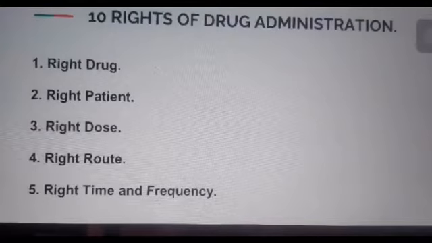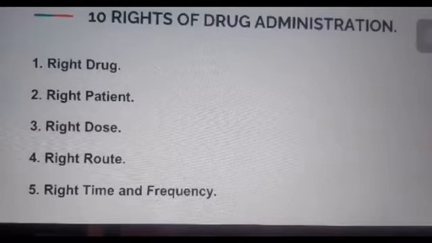And then next is the right documentation. So make sure that we write the time and the remarks on the chart correctly, and then write history and assessment. So also we need to check for the drug interactions and allergies of our patient. And then next is the drug approach and right to refuse. So with that, we need to give our client enough autonomy to refuse the medication after thoroughly explaining the effects.